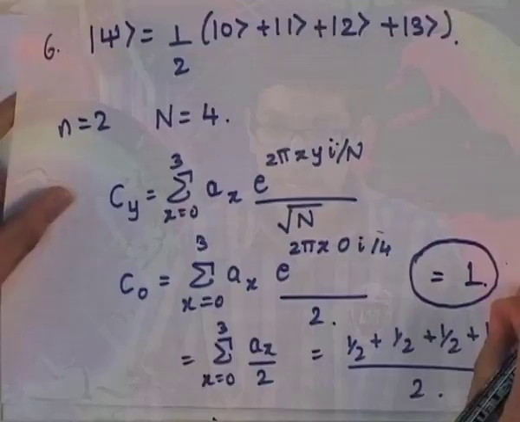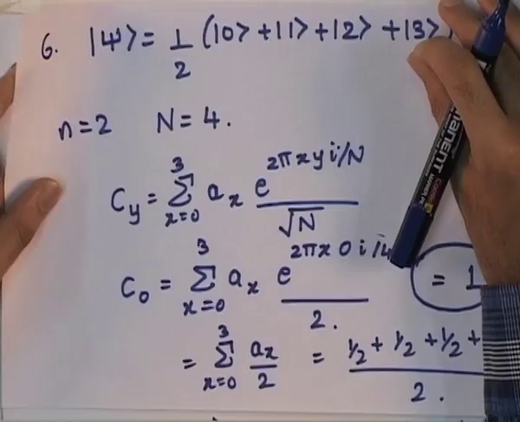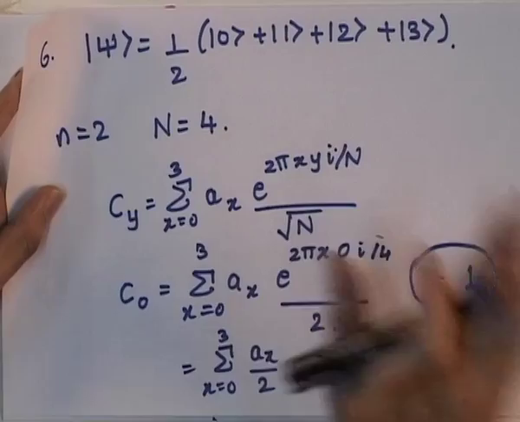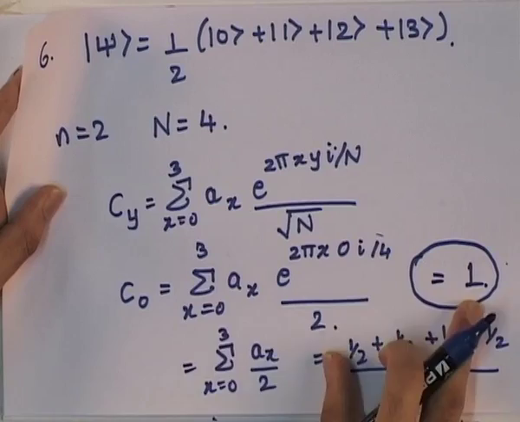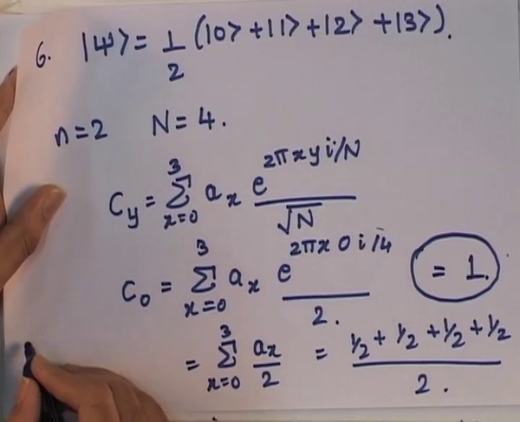Now the quantum Fourier transform formula that we have used always gives the normalized Fourier transform. So if the coefficient of the state 0 is 1, the coefficients of all other states of the Fourier transform should be 0. So we have c0 equal to 1 and c1 equal to c2 equal to c3 equal to 0. So c0 equal to 1 implies c1 equal to c2.